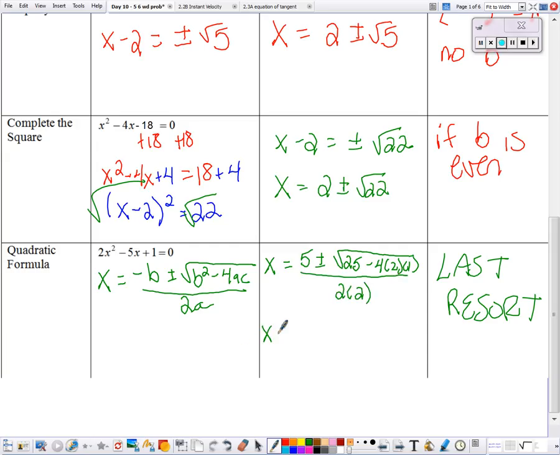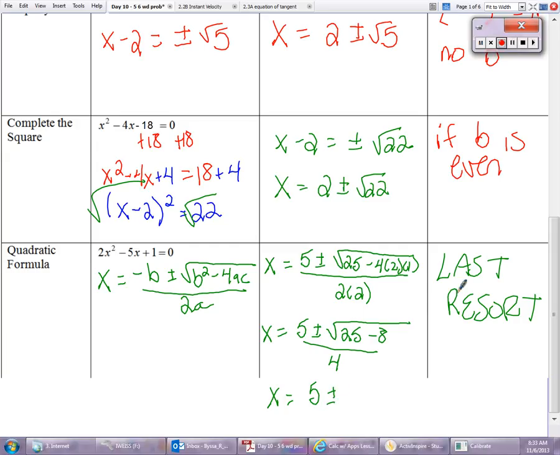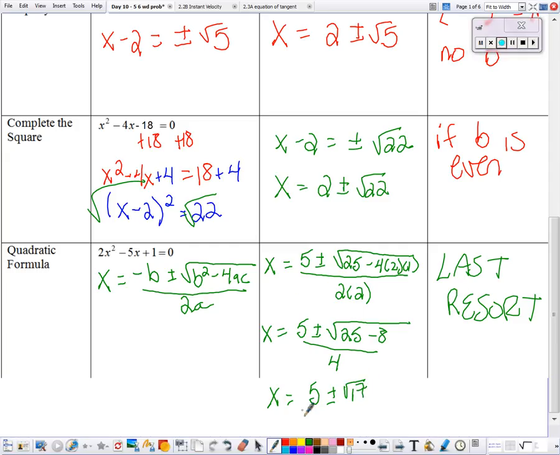And now simplify. And one last step. The square root of 17 cannot be simplified, so here's our final answer. So this is the thought process you're going to go through every time to decide which is the best method for solving your problem.